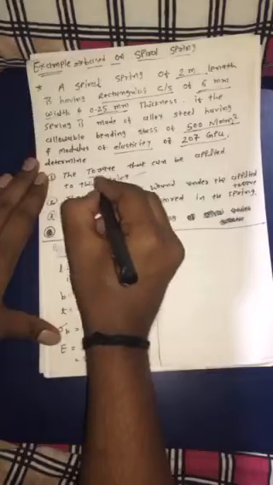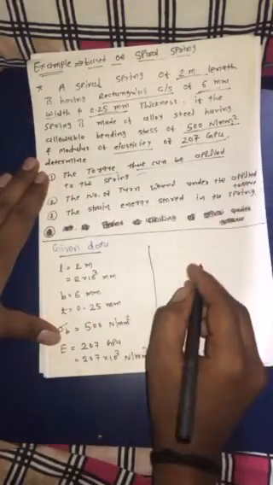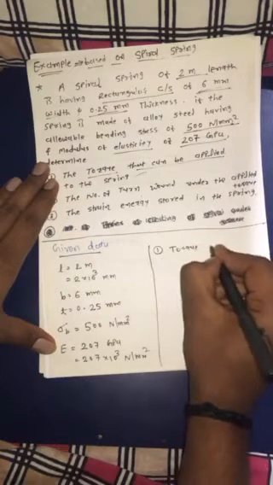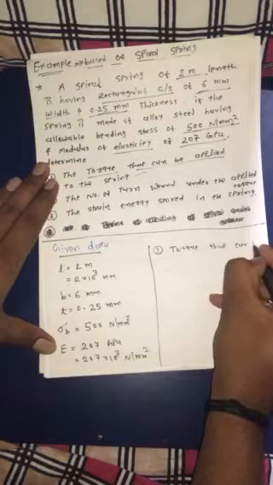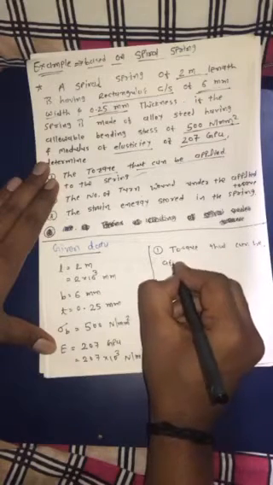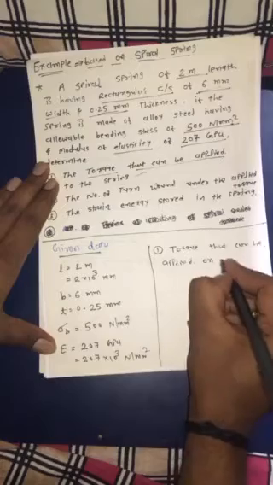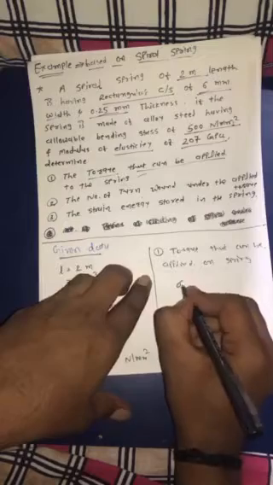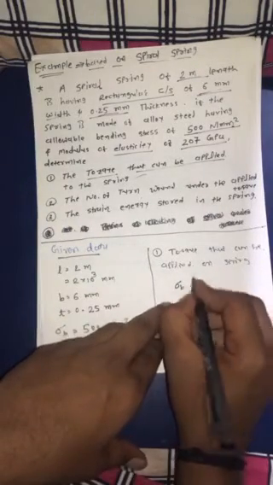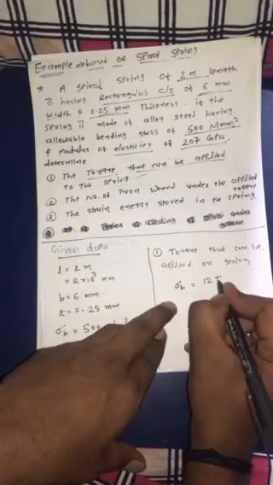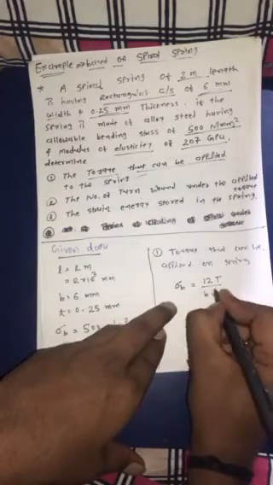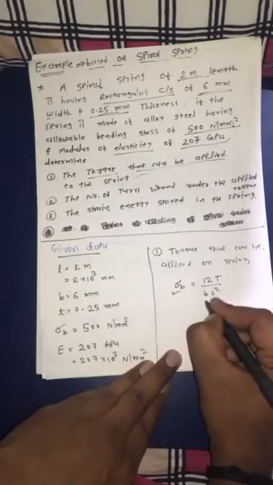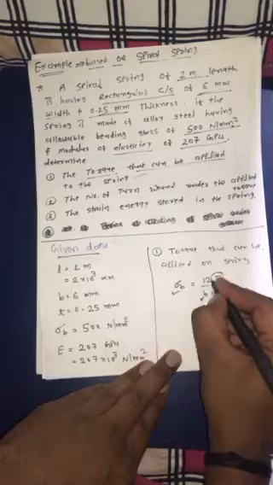First we have to find out the torque that can be applied to the spring. Okay, so the equation we already saw in the theory: sigma B is equal to 12T upon B t square. It is the simple equation. So we have the value of sigma B, value of B and t, so we get T.